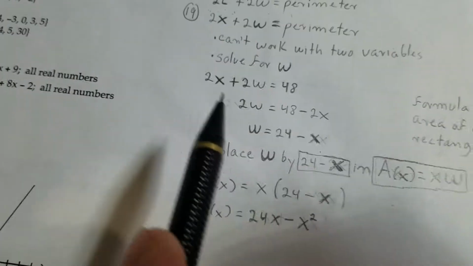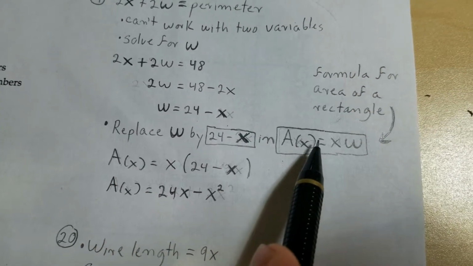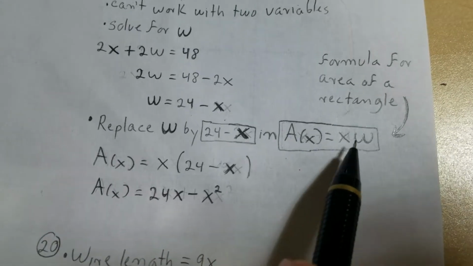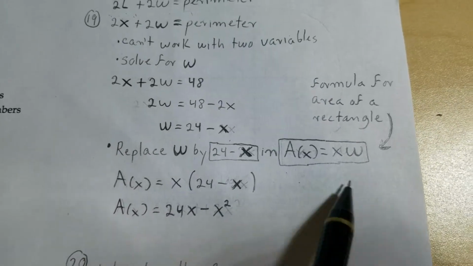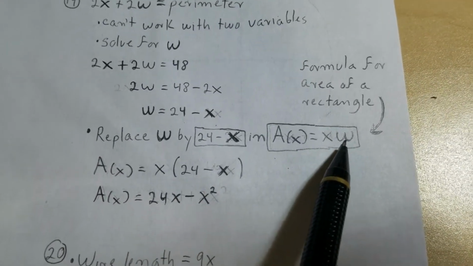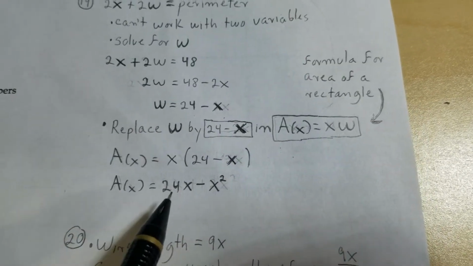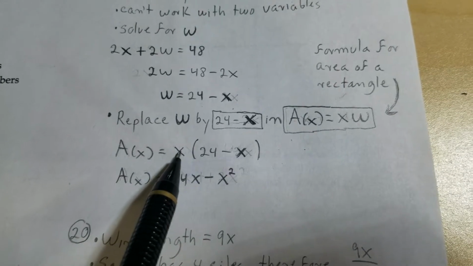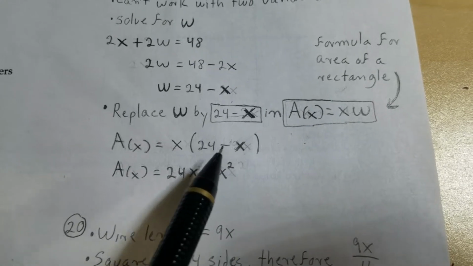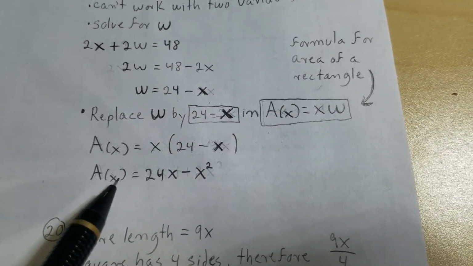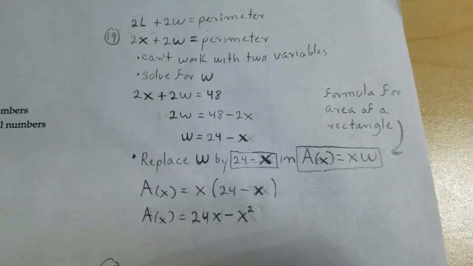Now, you're going to replace w, which is 24 minus x, on this formula, A of x equals x times w, which is the formula for the area of the rectangle. So, on this formula, we're going to replace w by this value. You see it? When you get here, all you have to do is distribute. So x times 24 and then x times negative x. At the end, it's gonna be A of x equals 24x minus x squared. That's how you do number 19.